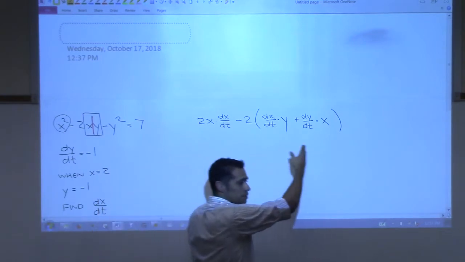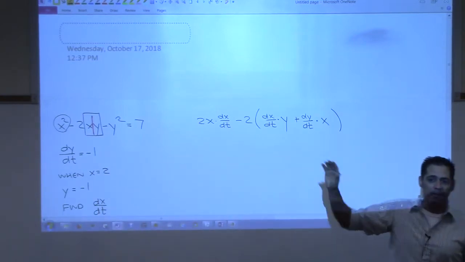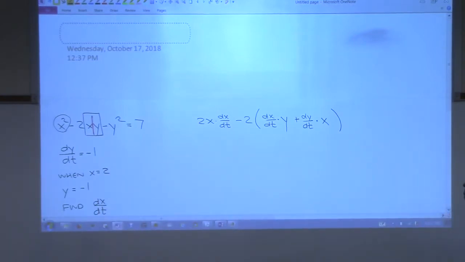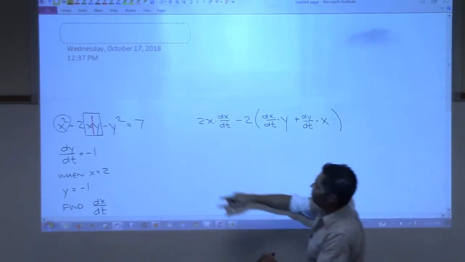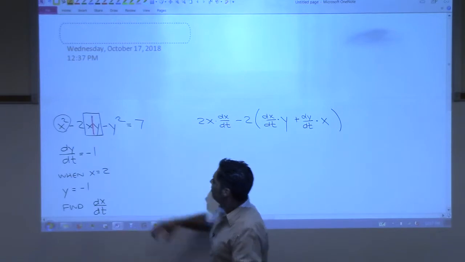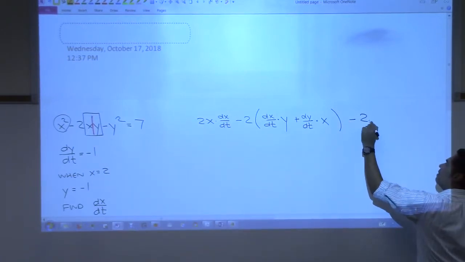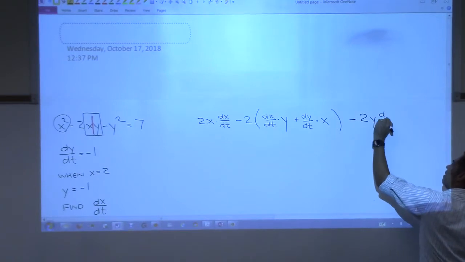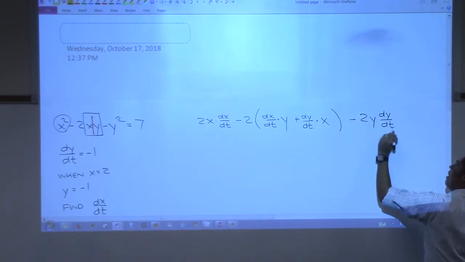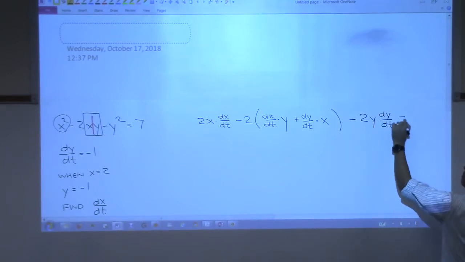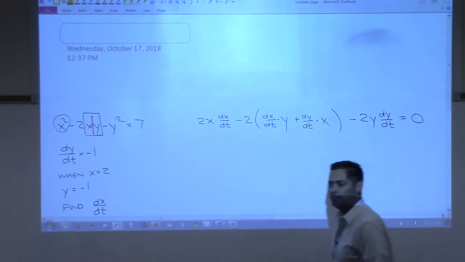There's your product rule. Anyone have questions on where any of that came from? Okay, what do I do next? You find the y. Yeah, so we've got to do this piece, right? So minus, I'm just going to put the minus here, 2y dy dt. And then equals 0. That's it.